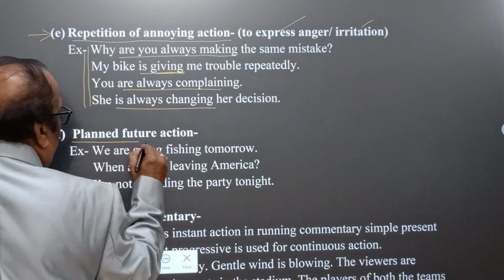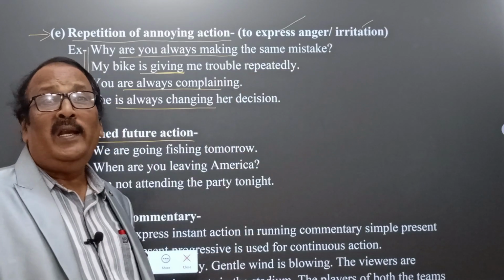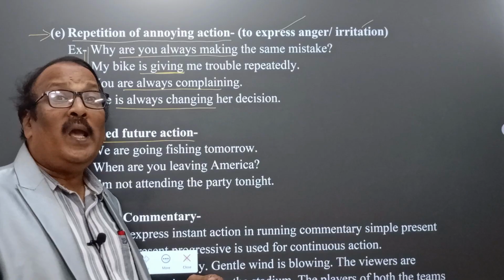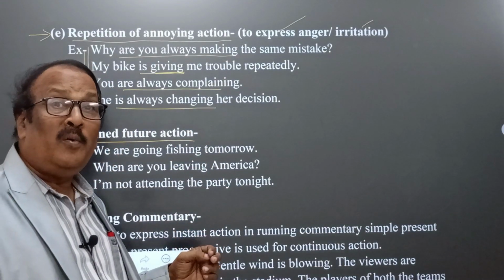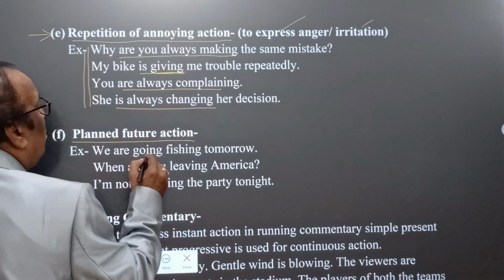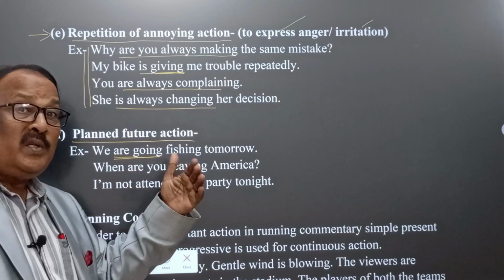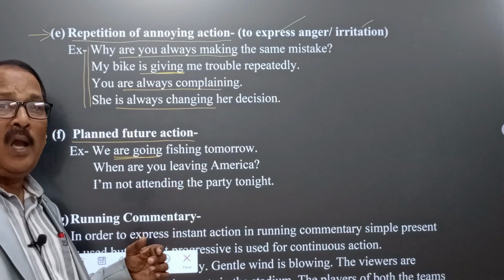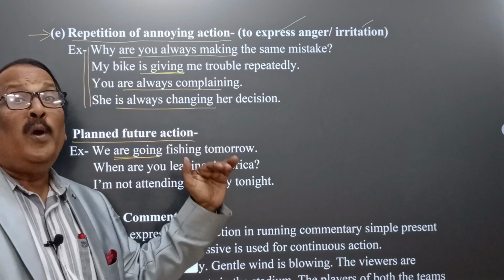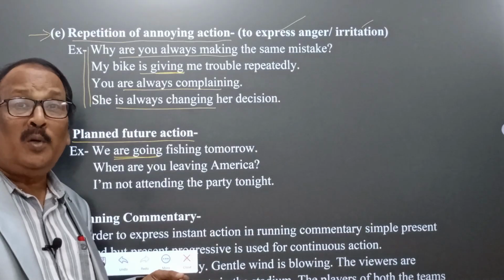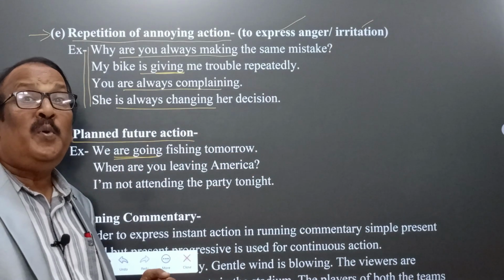Another idea, planned future action. Sometimes we plan for doing any action in future. In order to express such planned future action, we take the help of present progressive. We are going fishing tomorrow. Here the speaker is expressing his planned future action in connection with fishing. It means they are going to catch fish tomorrow. Here the tense is present but the time is future.